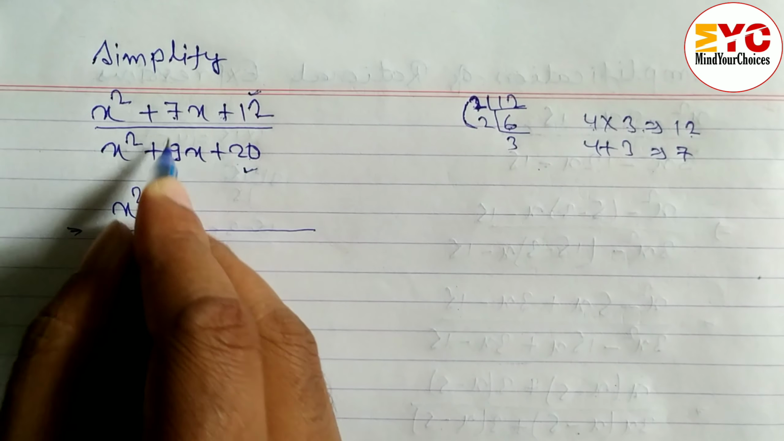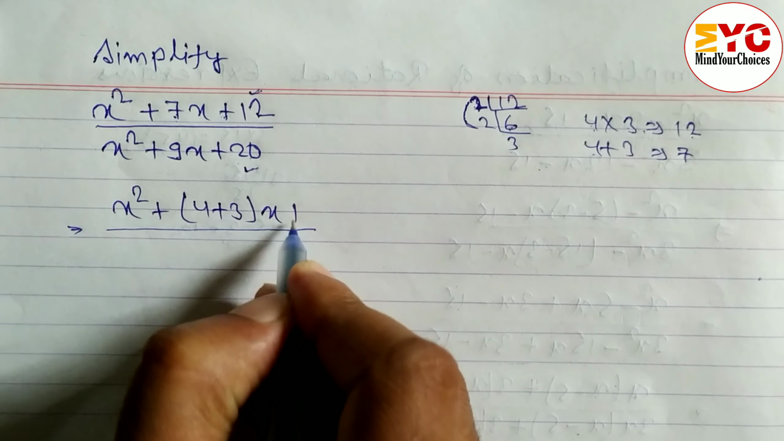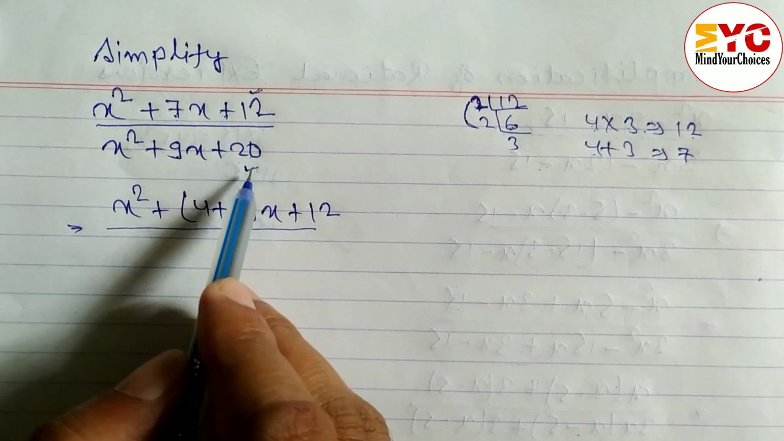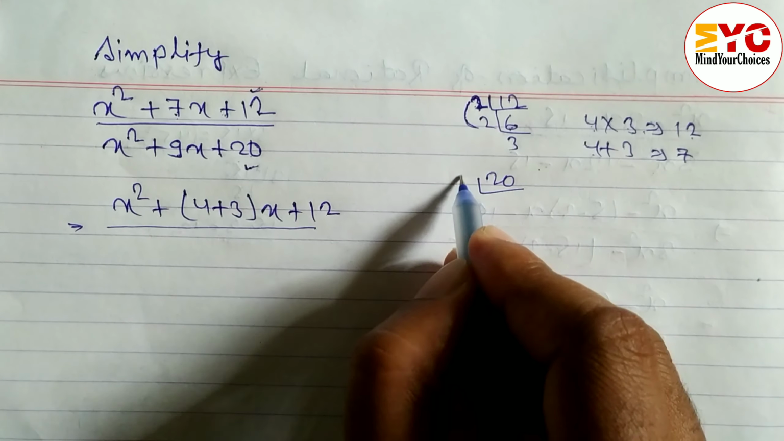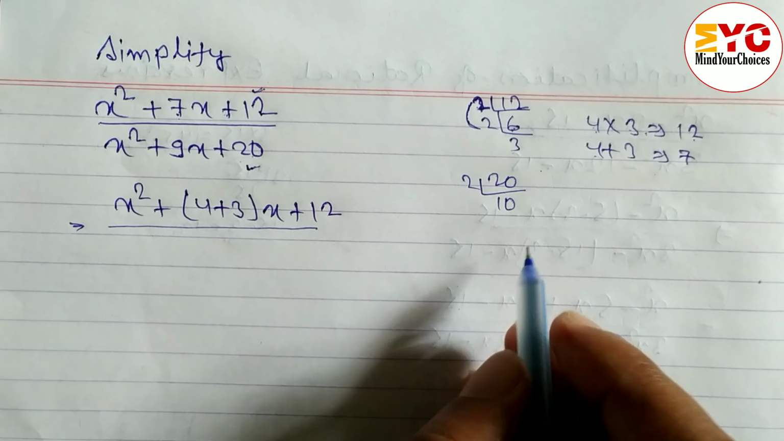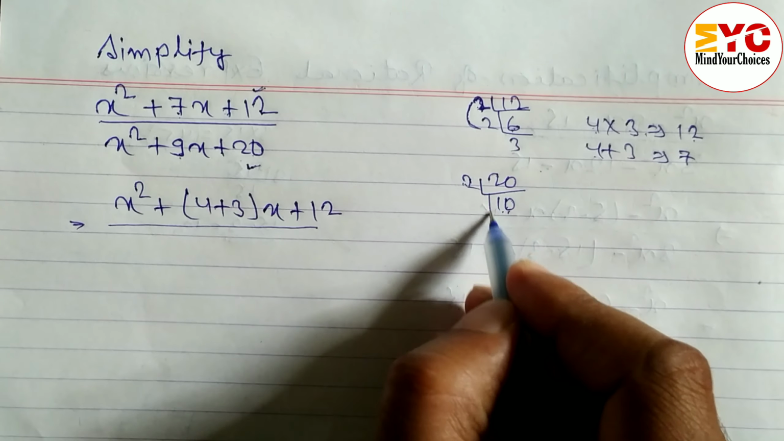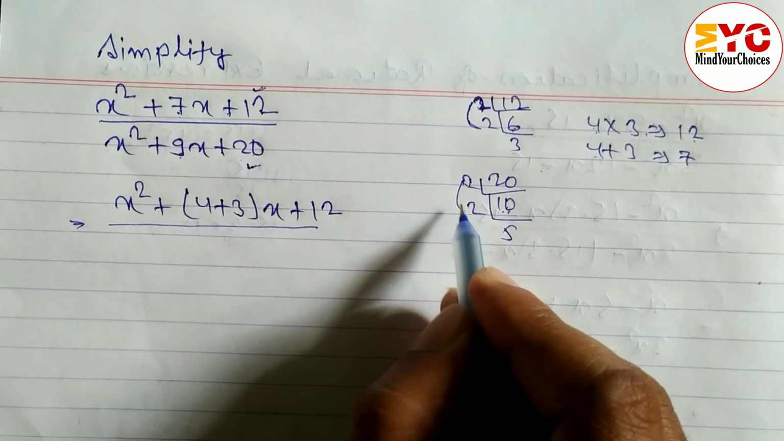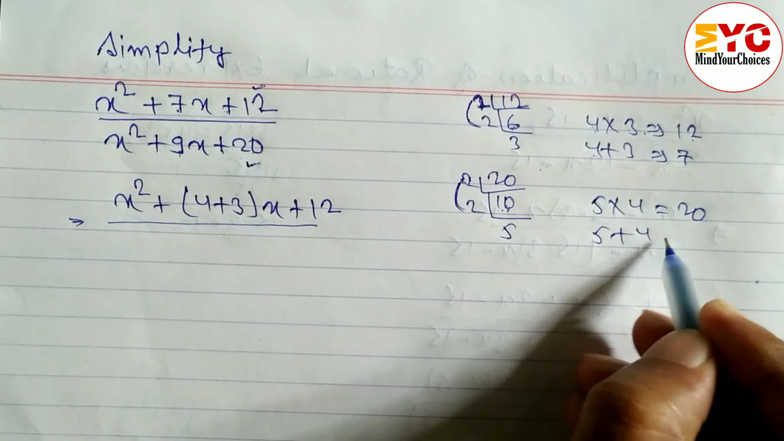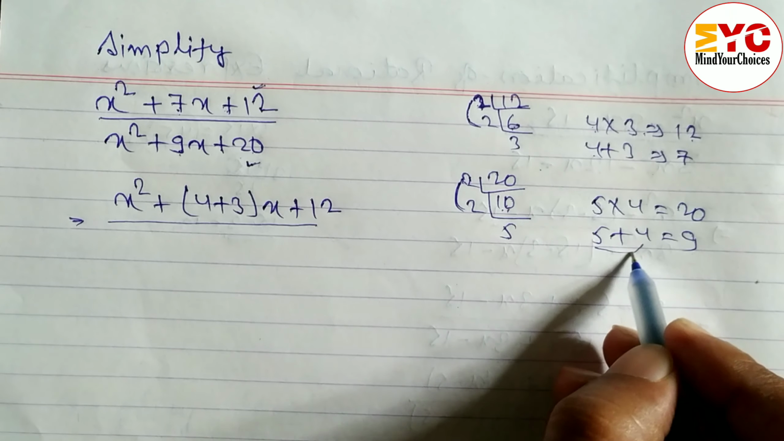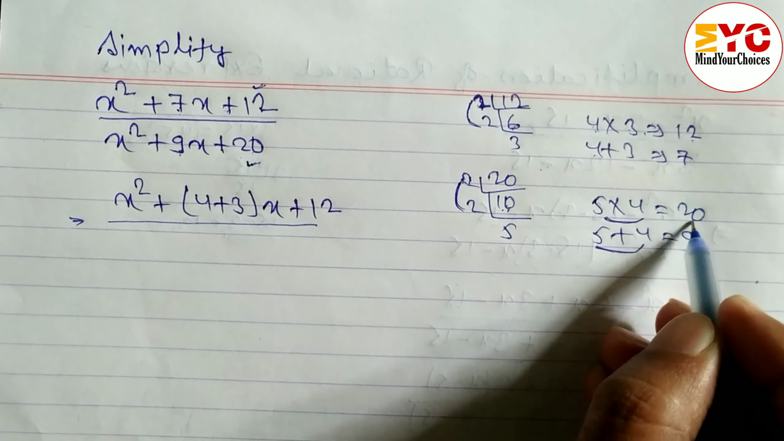So x square plus, in the place of 7 we write 4 and 3, so (4 plus 3) x plus 12. Similarly in the denominator, while multiplying 20 and adding 9. Always start from the smallest number. 2 tens are 20, but when you add we get 12 and here we need 9. So again, 2 fives are 10, 5 into 4 is equal to 20, and 5 plus 4 is equal to 9. When you add these two factors we get 9, and when you multiply we get 20.